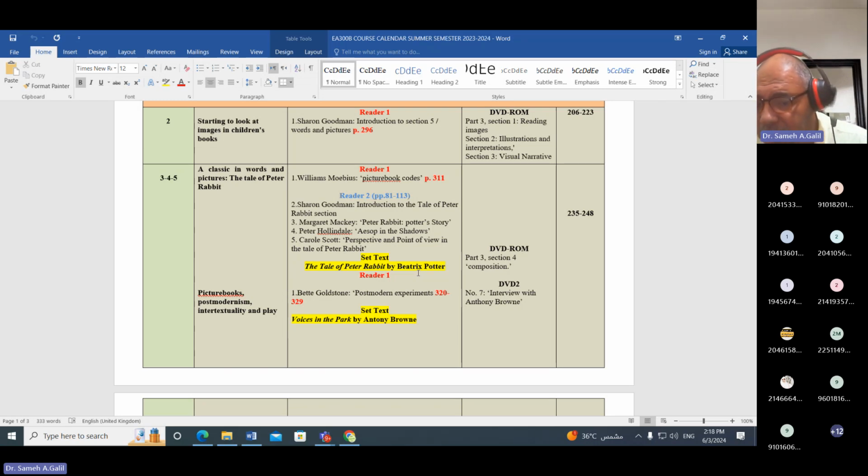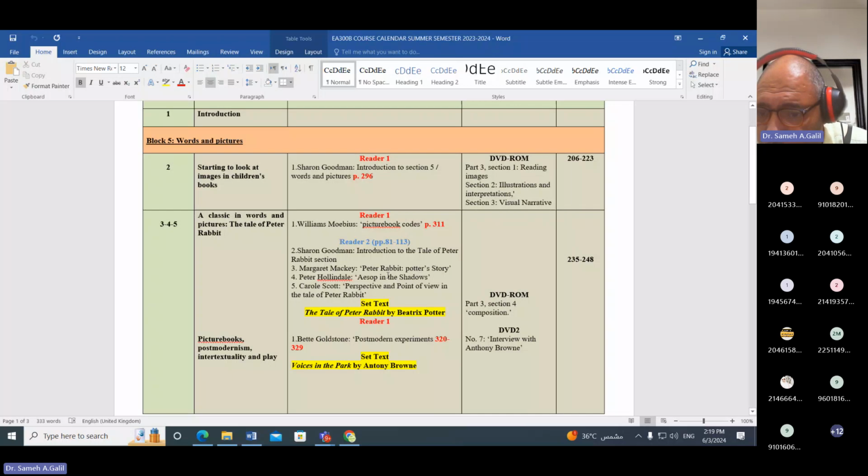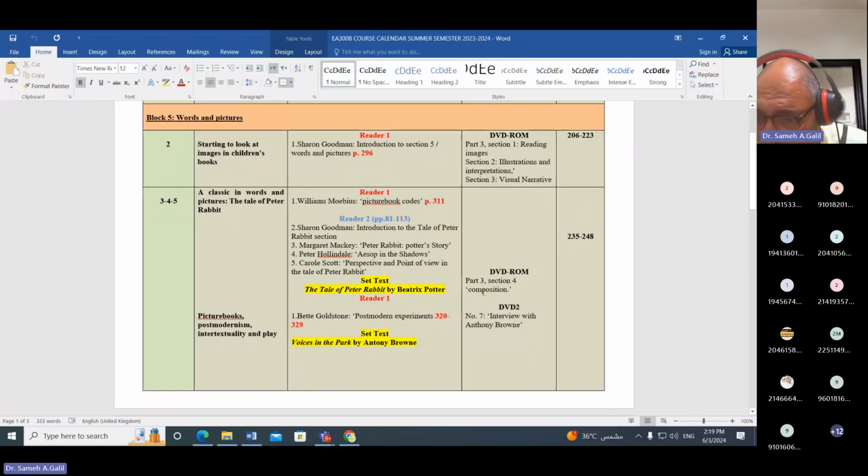So if you have articles or essays written about the Tale of Peter Rabbit, that would be a secondary source. If you have an article or an essay written about Voices in the Park, that would be another secondary source. So what are the secondary sources that we're going to use with the concept of picture books, first of all, and with the Tale of Peter Rabbit as a picture book? We're going to have a number of articles written by a number of scholars and critics. You will have William Mobbs and his seminal book, and he has a whole chapter on picture book codes, how to decipher the codes and how to decode picture books. We'll talk about what he meant and how he meant what he meant.